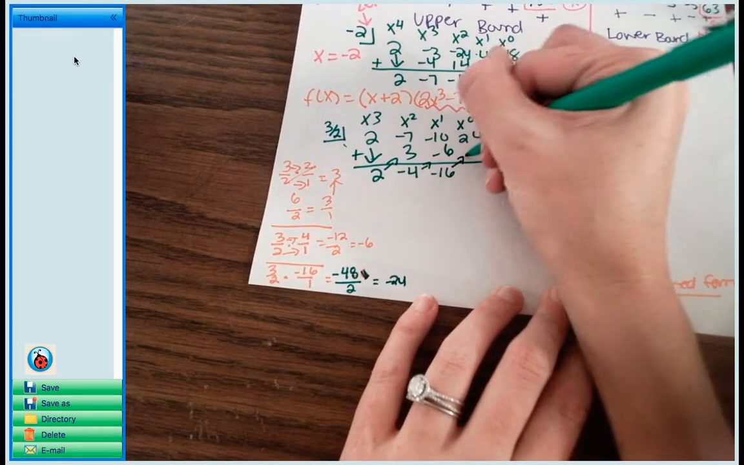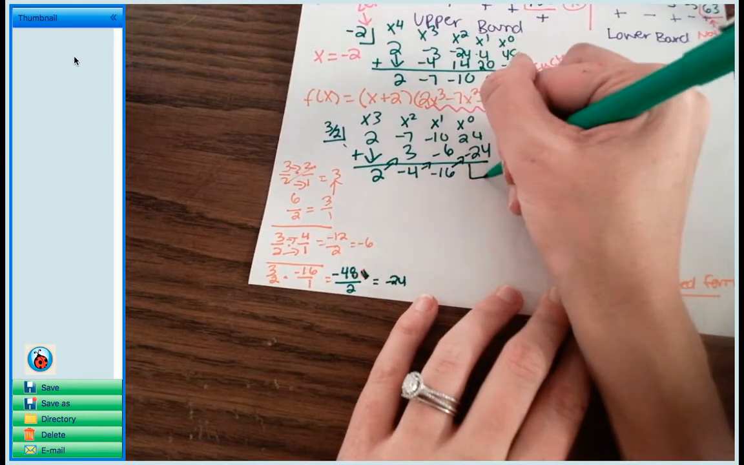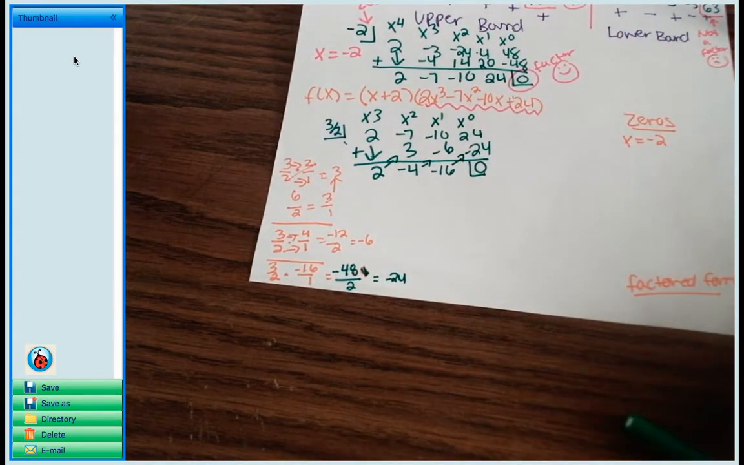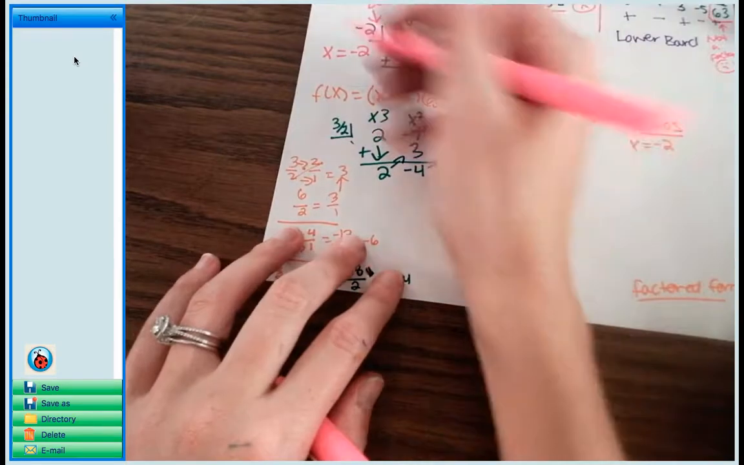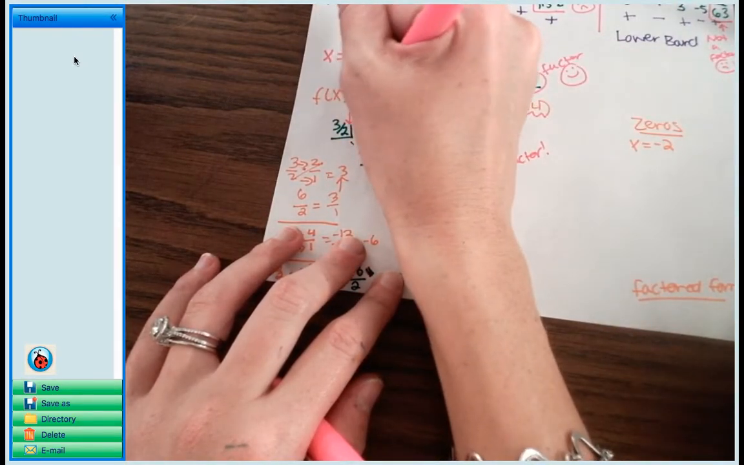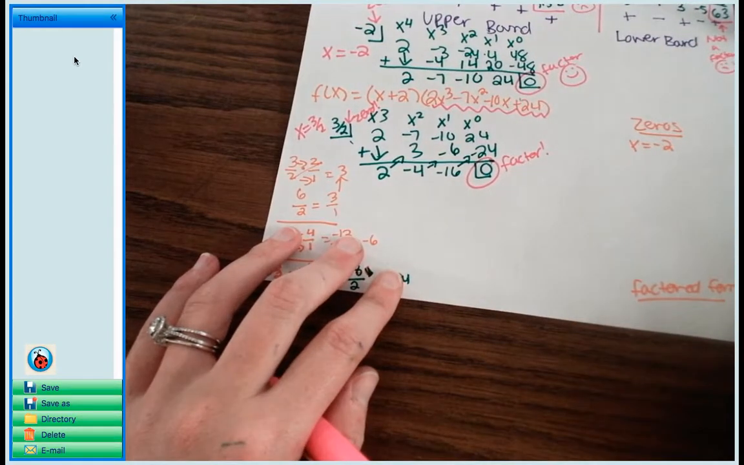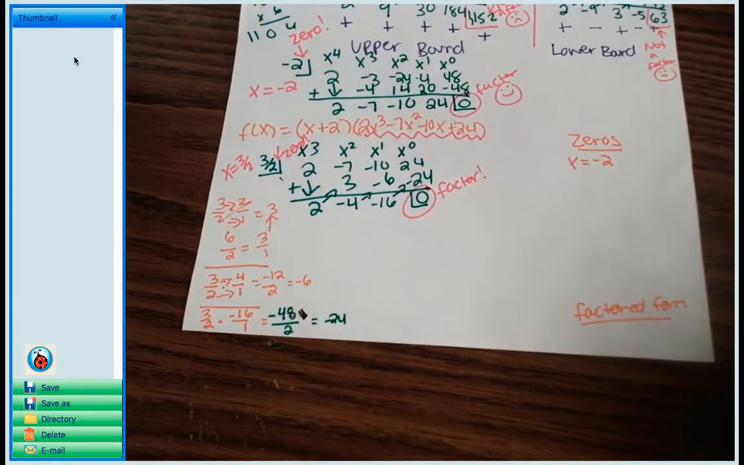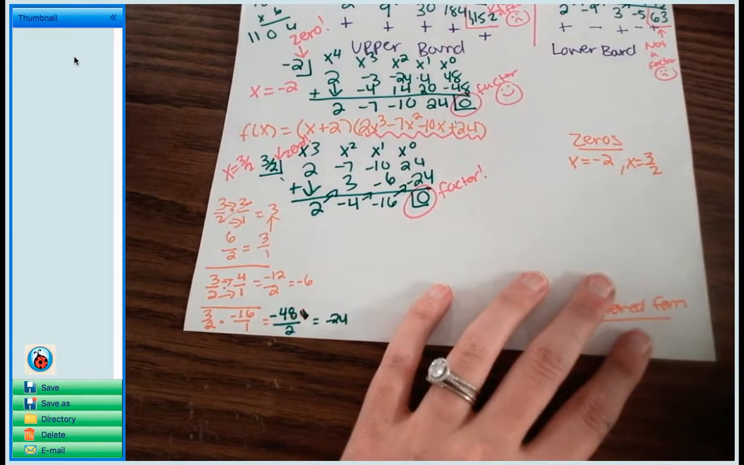Oh, man. Holy hot dog, you guys. Do you see what just happened? We got 0 as a remainder. Yay. So that means we have found a factor, which also means that this is a 0. So our 0 is x over 3/2. Okay, so I can add that to my zeros list. I found another one. X equals 3/2.